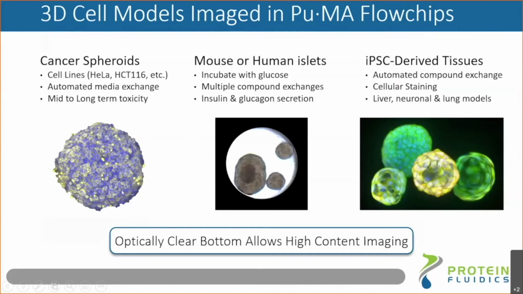Oksana will show some other examples of this later, looking at some islets and some lung organoids doing confocal imaging stacks. And so the ability to do this imaging, I think, is a clear advantage of our flow chip design.